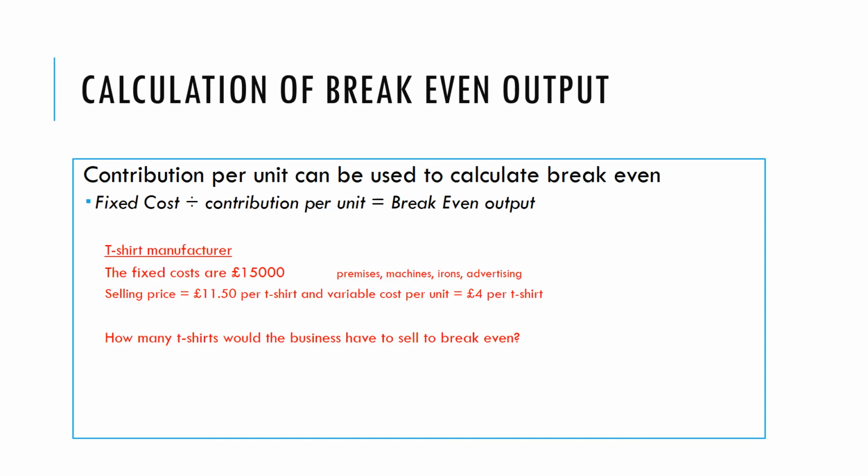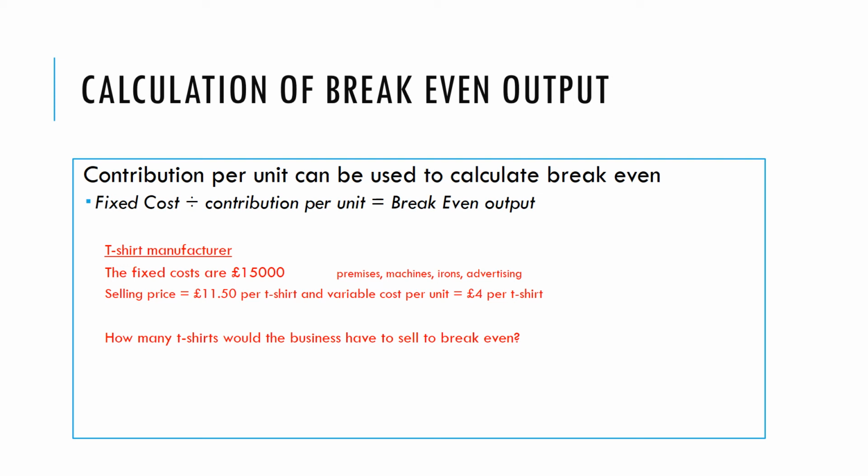Let's imagine that we ran a t-shirt manufacturing business and the fixed costs for our business were £15,000. The cost of the premises, the machines, the irons, doing a bit of marketing, that kind of stuff. And we're going to sell our t-shirts for a very reasonable £11.50, and the variable cost per unit is £4 per t-shirt. Now, if you were starting this business, I might fairly legitimately say to you, well, how many t-shirts do you need to sell this year to break even?